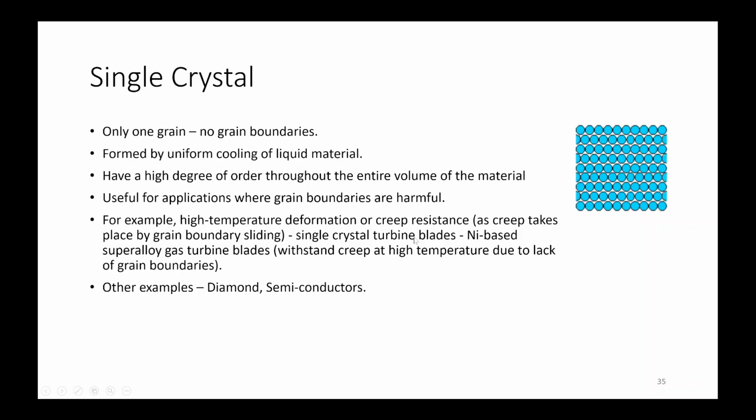So single crystal turbine blades are used, which are nickel based superalloy gas turbine blades. These withstand creep at very high temperatures due to lack of grain boundaries. And also diamond is another example of a single crystal. In case of semiconductors, for proper doping, we also require single crystals.